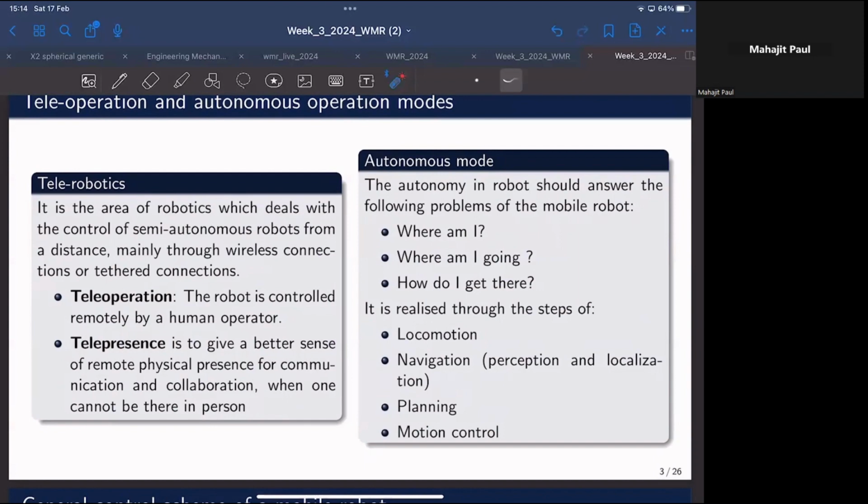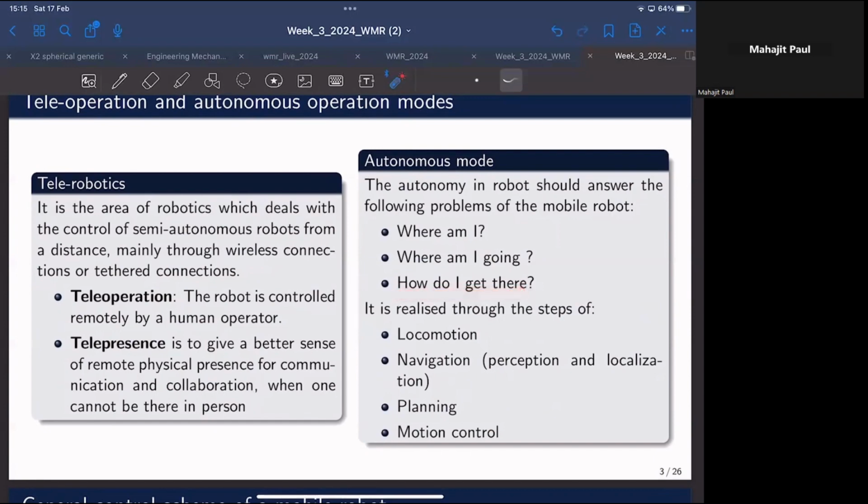So if it is being provided a map, a mobile robot needs to know where it is currently deployed on a map that it has been programmed on. And where am I going to? If a command has been given with respect to a map that has been programmed onto the robot, it needs to know where it is going based on some reference. And how do I get there?